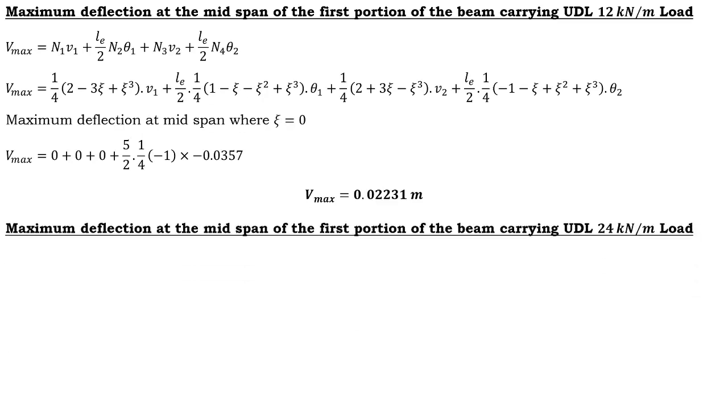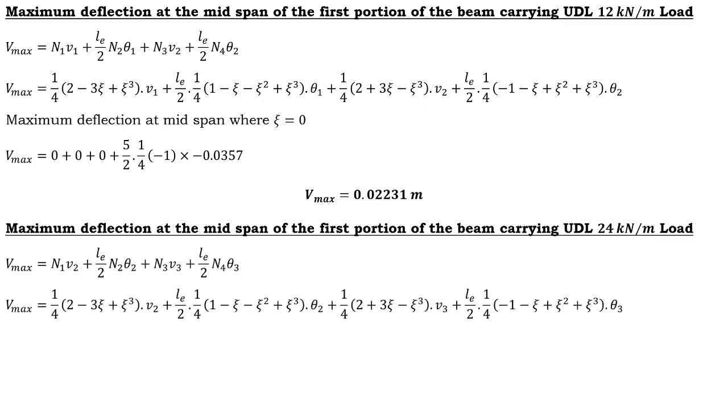Similarly, he has asked you to calculate the maximum deflection where the beam is carrying 24 kilonewton meter UDL. So once again I'll consider the same equation, but when I'm calculating the deflection at the second portion of the beam, this should be the second portion of the beam. Instead of second, it is typed as first. But there we need to consider the force displacement associated with the second element, that is V2 theta 2, V3 theta 3. That is what I need to consider. Along with that, I need to substitute the value of N1, N2, N3, N4. That is what I have done.